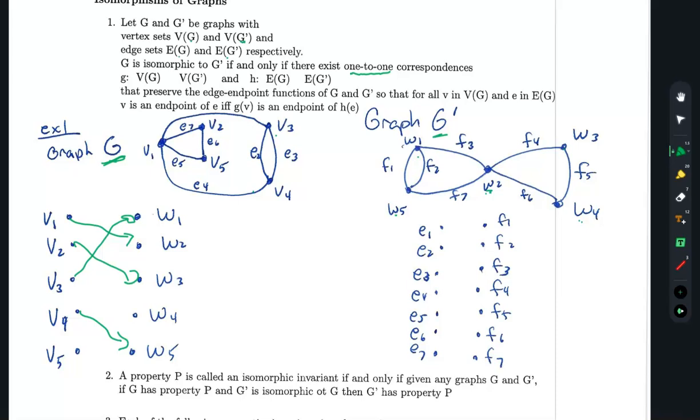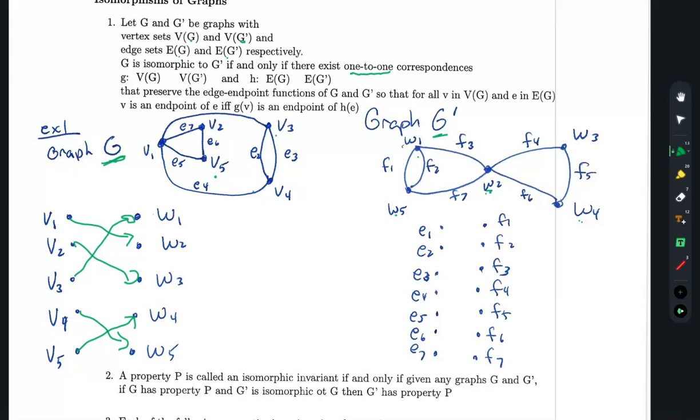And then V5 is here, and it's connected to the degree 4, but it has degree 2, so that will be W4. Okay, if there were just vertices labeled and no edges, you'd be done, but this also has edges labeled, so we need to figure out how the edges map to each other.